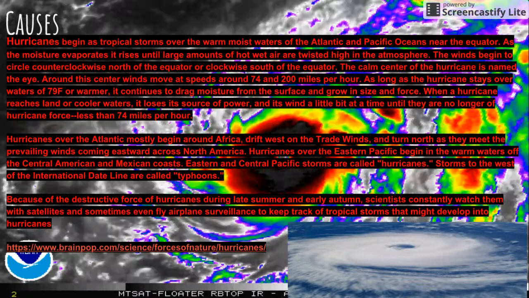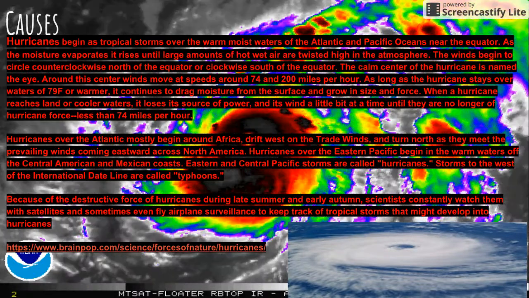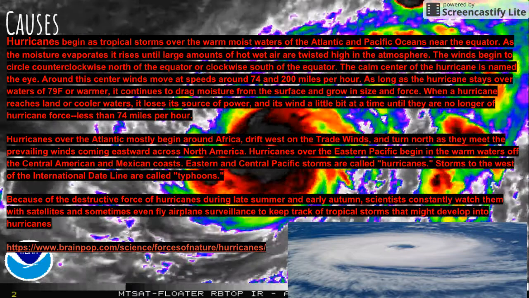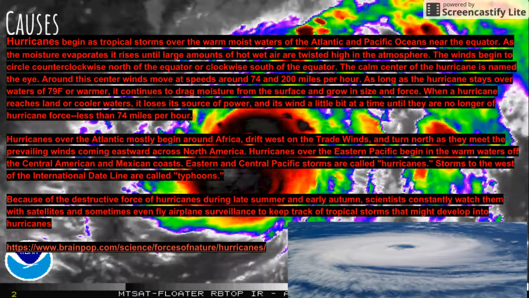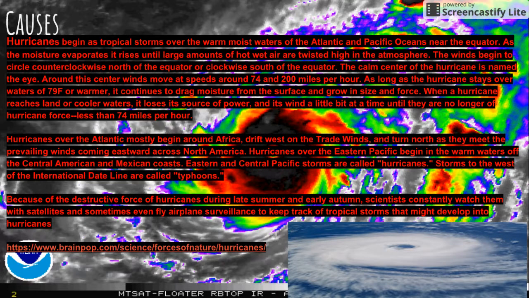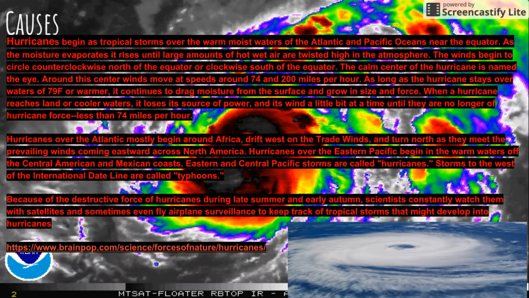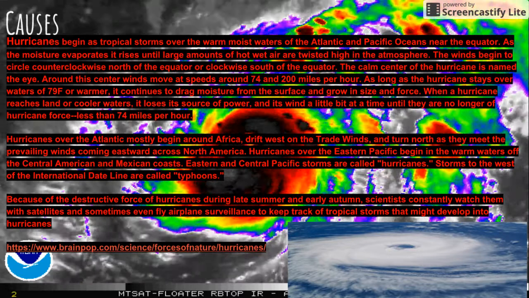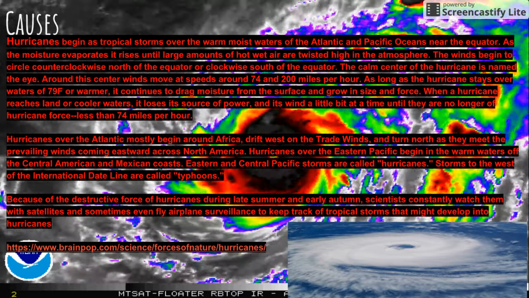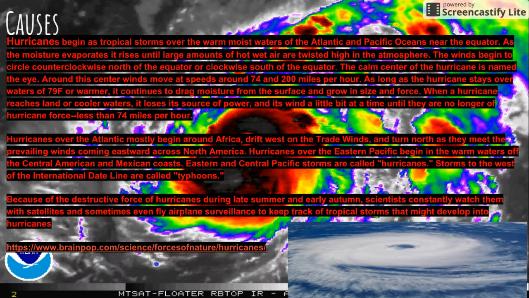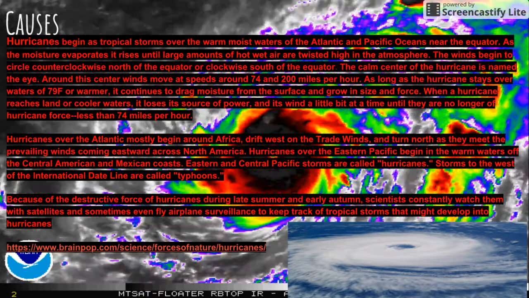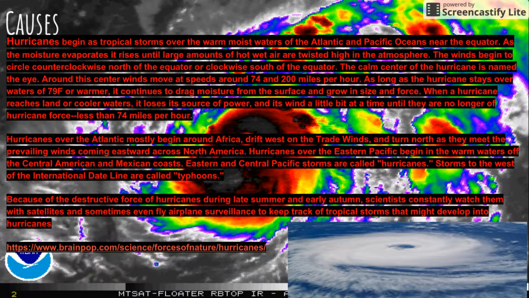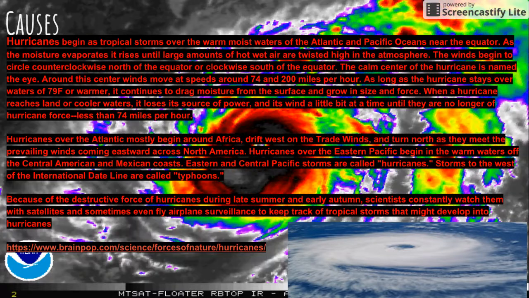Hurricanes over the eastern Pacific begin in the warm waters off the Central American and Mexican coasts. Eastern and Central Pacific storms are called hurricanes. Storms to the west of the international date line are called typhoons. Because of the destructive force of hurricanes during late summer and early autumn, scientists constantly watch them in satellites and sometimes even fly airplane surveillance to keep track of tropical storms that might develop into hurricanes.